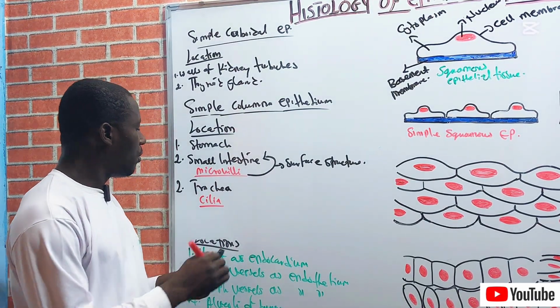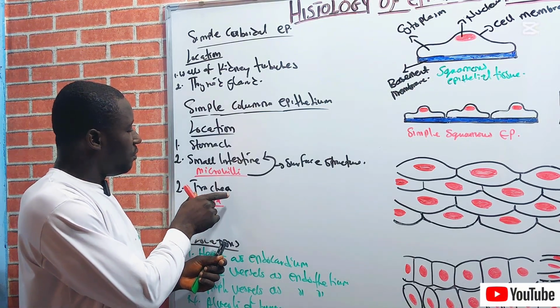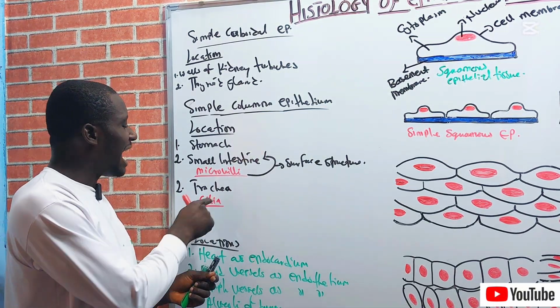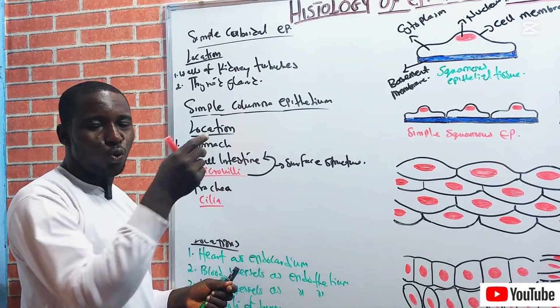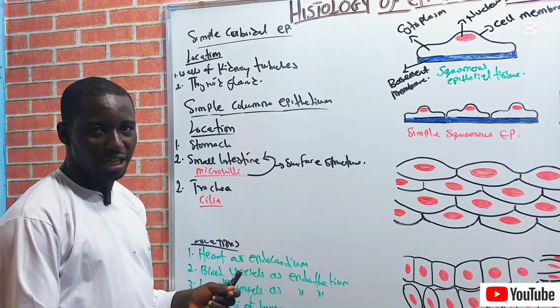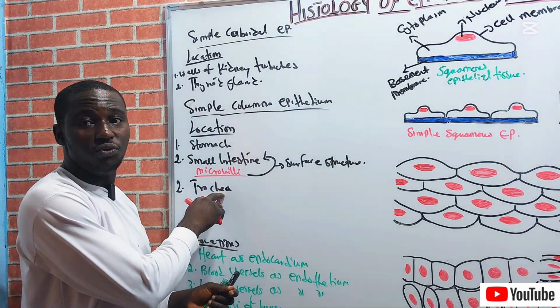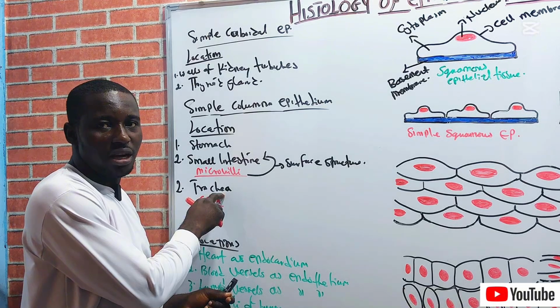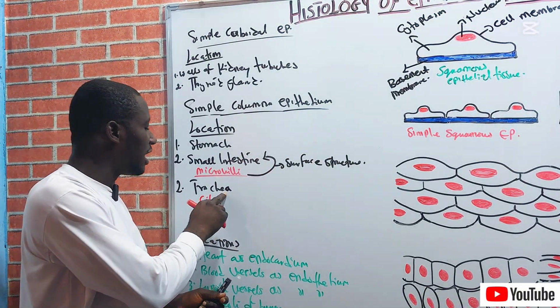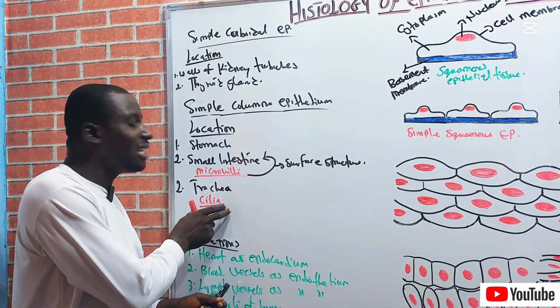You get. Now, the simple columnar epithelium lies in the trachea, which is a part of the respiratory tract. Do you get? So it lies in the trachea. And the simple columnar epithelium in the trachea is ciliated. That means it has cilia.